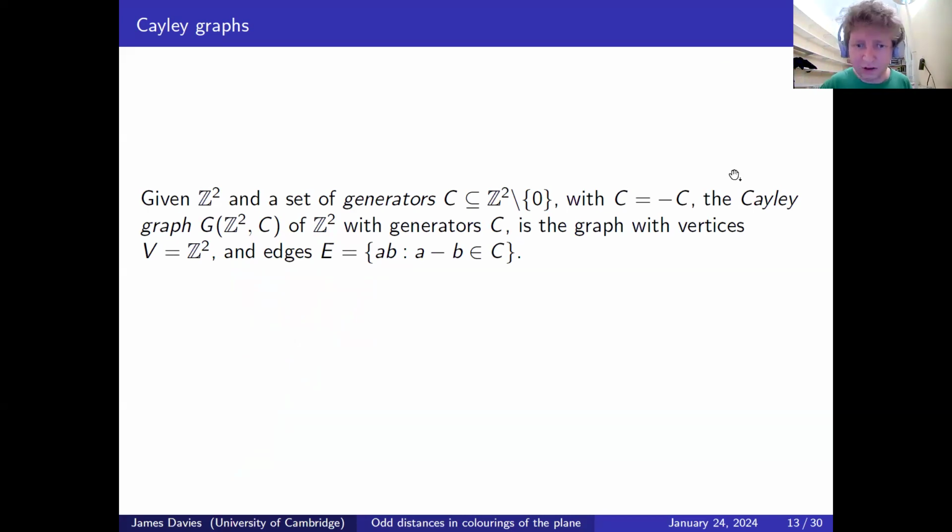So a Cayley graph over Z squared is going to have a vertex set being Z squared, and the edges are going to be given by some set of generators. These are going to be non-zero points in Z squared, which will be centrally symmetric. So if we have something as a generator, we always have its negative as well. And then our edges are just going to be the points in Z squared whose differences are inside our generating set.